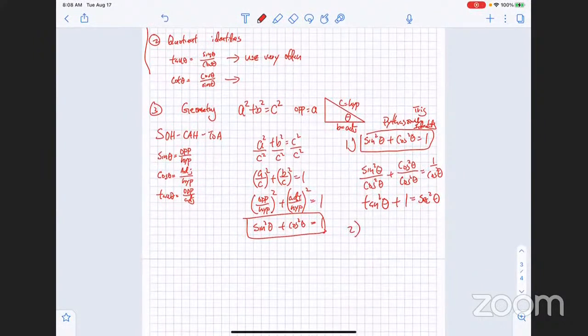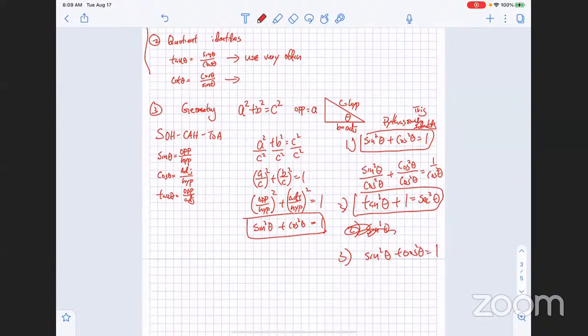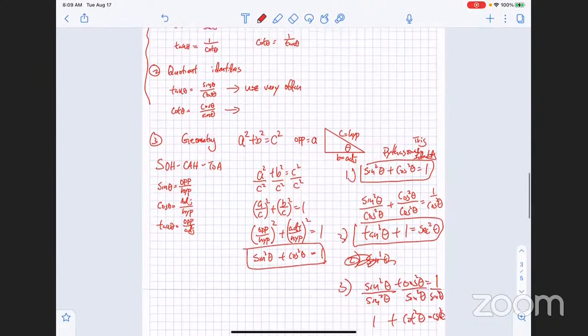And the second part is going to be: take the same thing, sine squared theta plus cosine squared theta equal to 1. So this becomes the second equation. The third equation is taking sine squared theta plus cosine squared theta equal to 1 and dividing everything by sine squared. Then that's equal to 1 plus cotangent squared theta is equal to cosecant squared theta. And that's all you need to know for today.